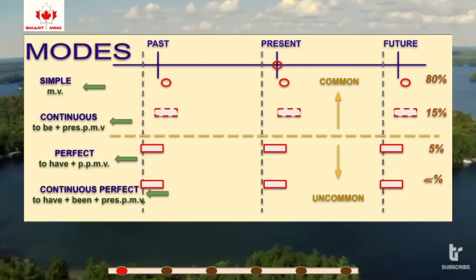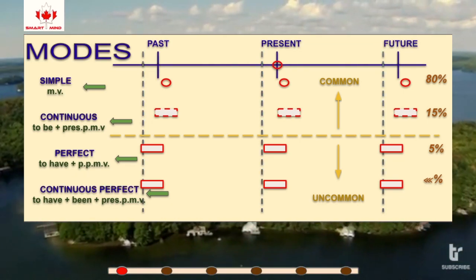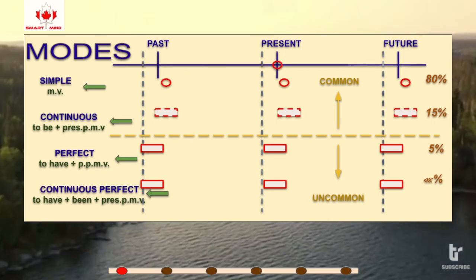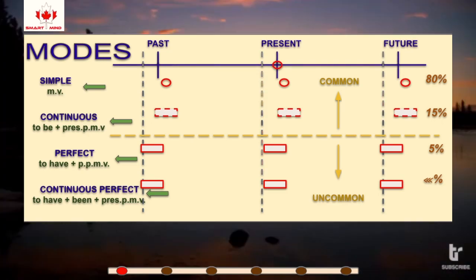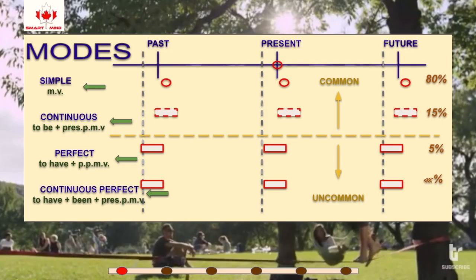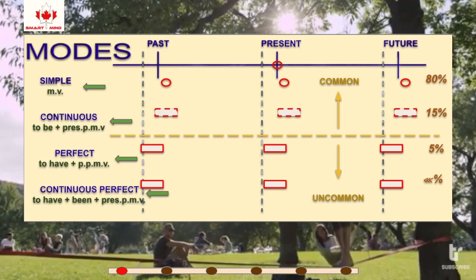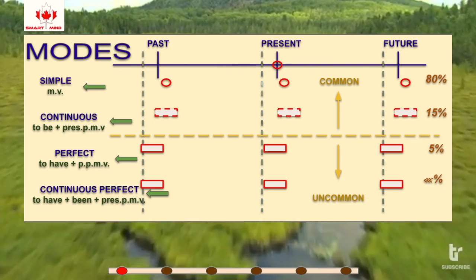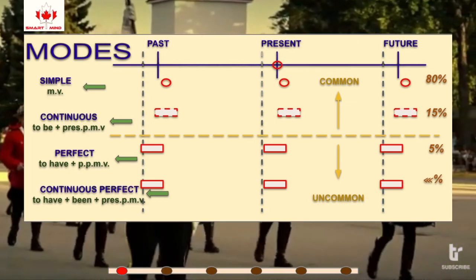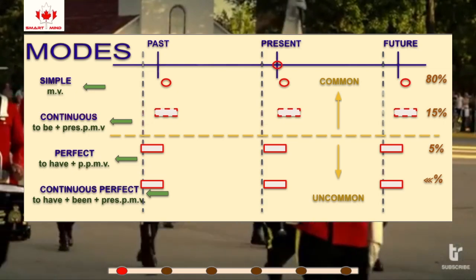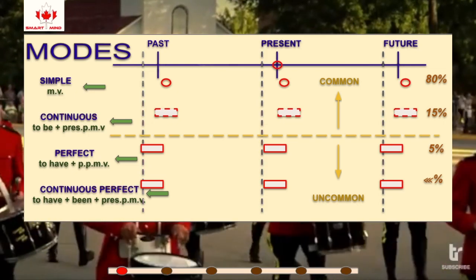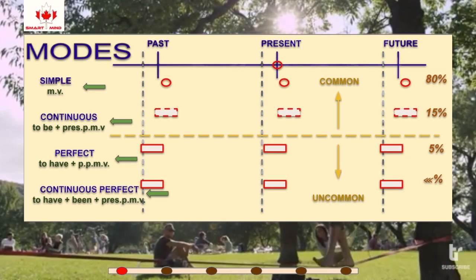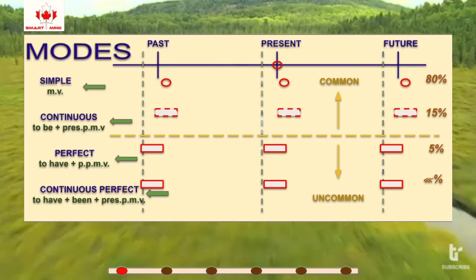Here you have the table of modes. On the top side, you have the times: past, present, and future. On the left side, you have the modes: simple mode, continuous mode, perfect mode, and continuous perfect mode. On the right side, you have the portion of use of these modes: 80%, 15%, 5%, and virtually none. On the green letters, you have the formulas that will never change.